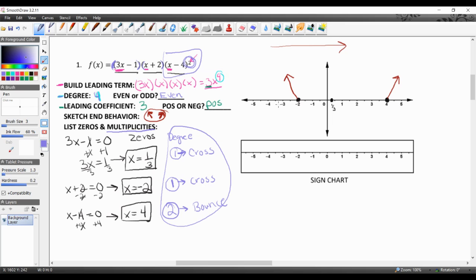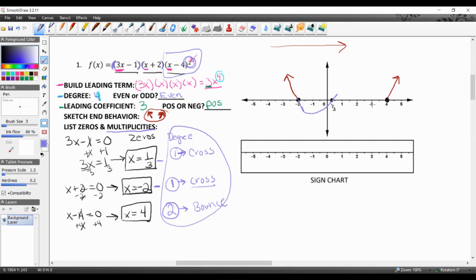Okay, so it looks like going from left to right, at x equals negative 2, the graph is crossing. So that means here I should be crossing. So there we go, we crossed. At x equals 1/3, so that's going to be this one, the graph is also going to cross. So following this so far, it looks like that one has to cross also.